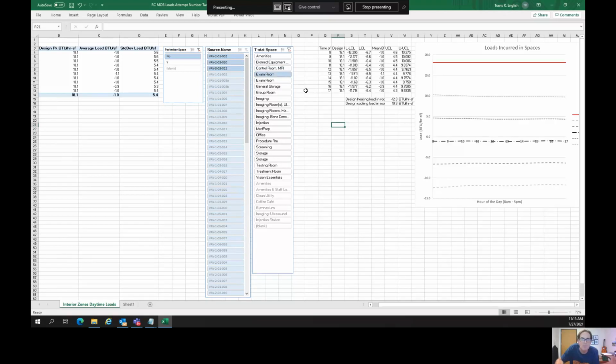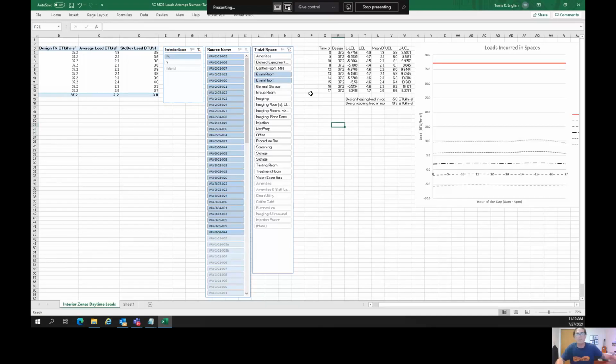Exam room, I'm not sure why this exam room and this exam room are separated from each other. We should look at all of those together. And so in this case, we had quite a number of zones within there. Maximum heating load is 6 BTU a foot. That's this line down here. Maximum cooling load is 10. And let's just cycle through the zones here.